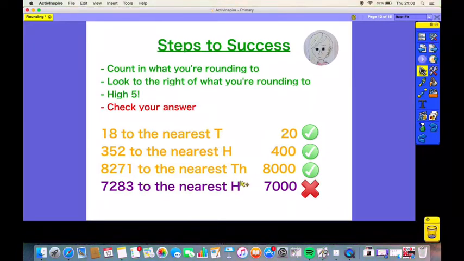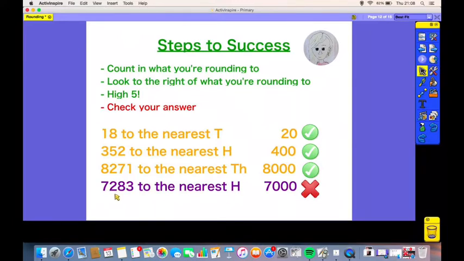If I'm trying to round to the nearest 100, but the number itself is a thousands number, it just becomes a little bit more confusing, and children might be inclined to say 7,283 to the nearest 100 is 7,000, because they're focusing on the 7. Of course, what they should be doing is focusing on the hundreds digit, which is that 2.